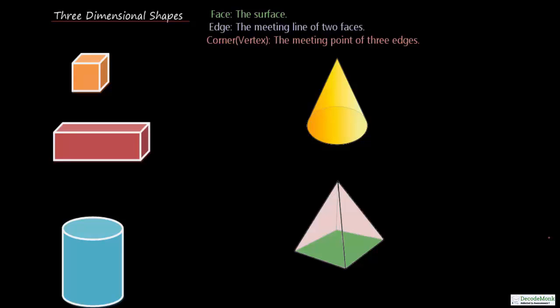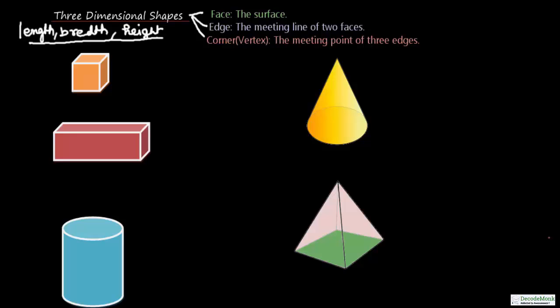Three-dimensional shapes are something which really exist in the world, and they cannot be drawn straightaway on paper. These three-dimensional shapes have got length, breadth and height. Let me write that down: length, breadth and height. So they exist like this, and more or less these three-dimensional shapes have got three features that we will see in the shapes over here.